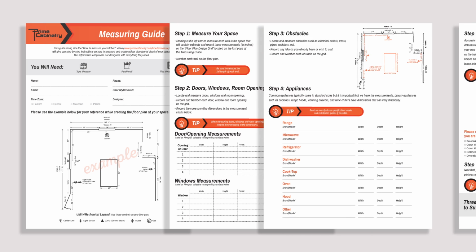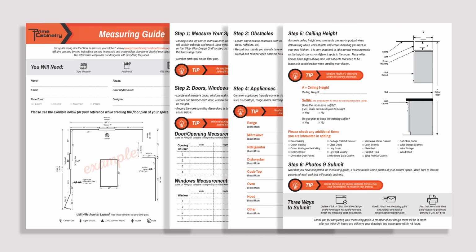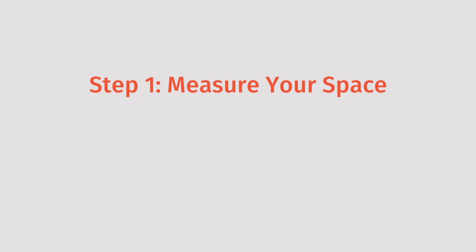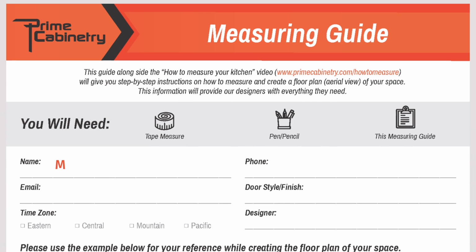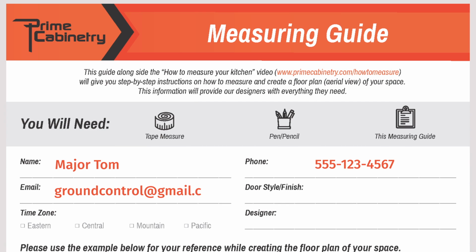The measuring guide shows you everything our designers need to complete a drawing and also provides written instructions on how to measure your space. Step 1. Measure your space. Start by filling out the contact information and project details portions of the guide. Once you have completed those sections, you can begin measuring your space.